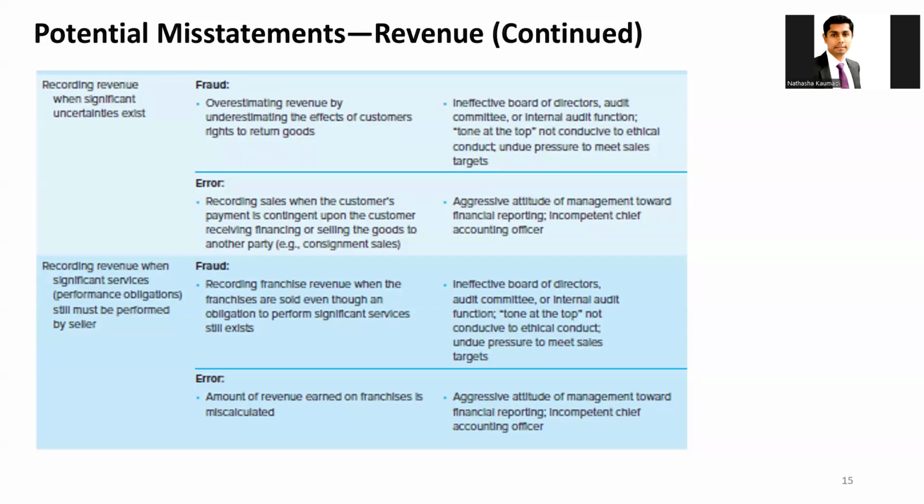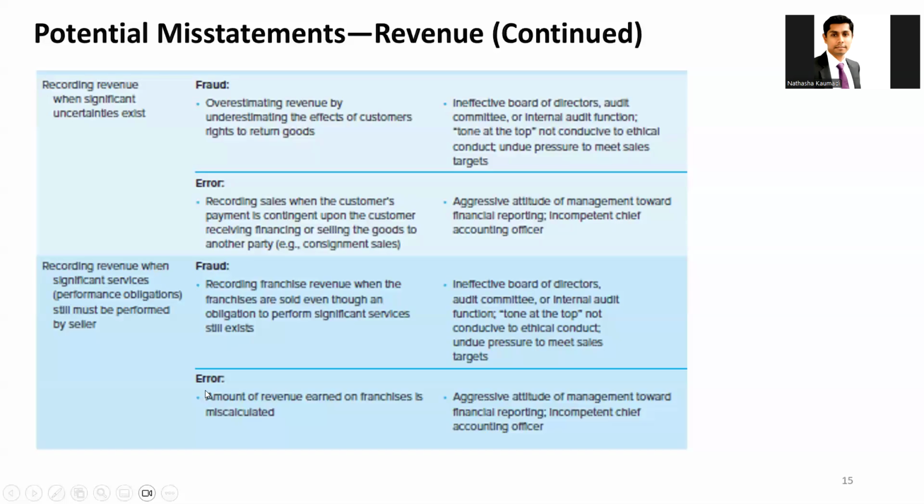And then the second one is installing services, maybe 1 year service, second year service. Likewise, there are several components. The issue is recording revenue when the performance obligations have not been met yet. That means the customer or the client has actually paid the full amount, but the company can't recognize the full revenue until you fulfill the revenue recognition. So that's why recording franchise revenue when the franchises are sold, even though an obligation to perform significant services still exists, is intentional.